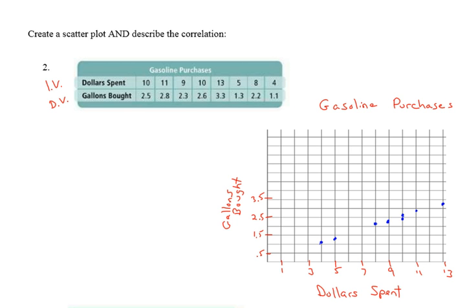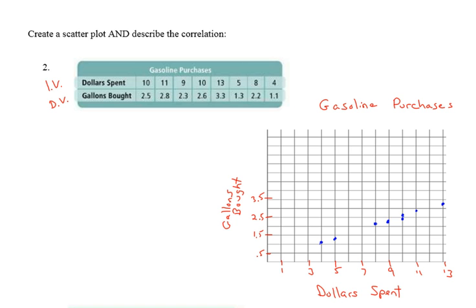Notice my title is called gasoline purchases, just like the title in the table. At that point I plotted all my points. So when I had $10 spent, I plotted a point of 2.5 gallons. When I had $11 spent, I plotted a point of 2.8. $9 spent, I plotted a point at 2.3 gallons, and so on and so forth. And again, remember, when you're creating scatter plots, you don't connect the points.